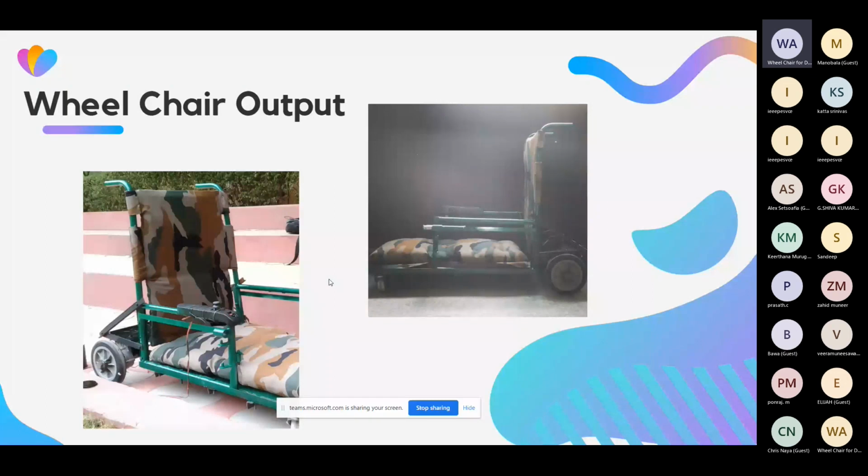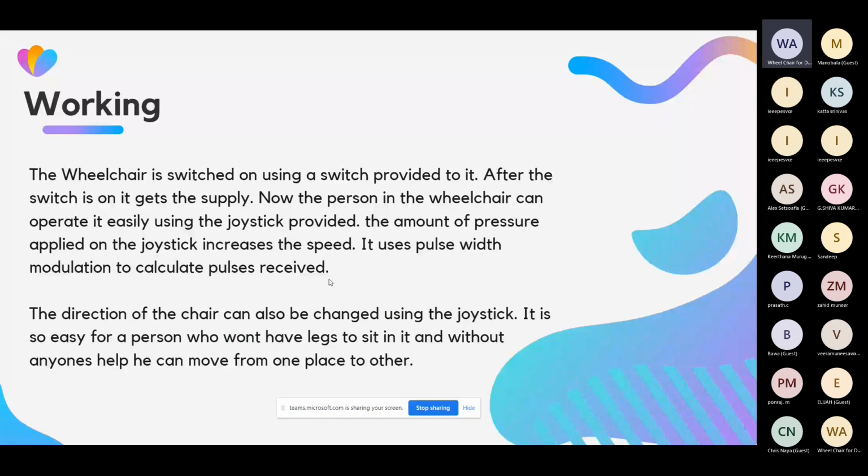When we come to the working of the wheelchair, first we should give the supply to the wheelchair using the switch, and the batteries which are provided will give the supply to the wheelchair. Then by using the joystick, the person sitting on it can simply drive the wheelchair in his desired direction. He can move in the front direction using the angle that he gives to the joystick. It can also move towards the back, and towards the right and left side.